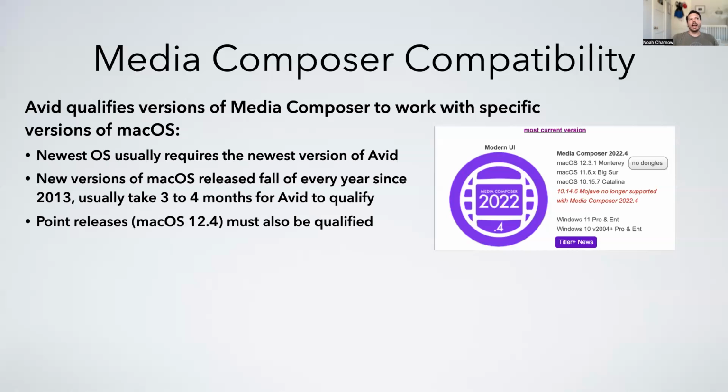Avid also has to qualify point releases, which can also be kind of frustrating because you might buy a new Mac, for example, like a couple weeks ago, and it's running macOS 12.4 Monterey, but the newest version of Media Composer is only qualified for up to 12.3, which is kind of a frustrating situation.